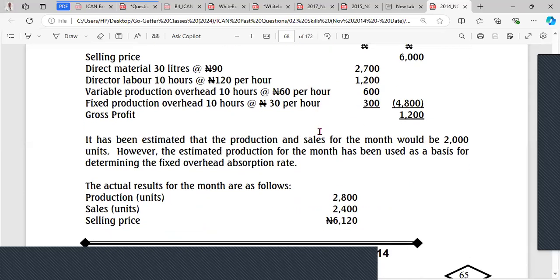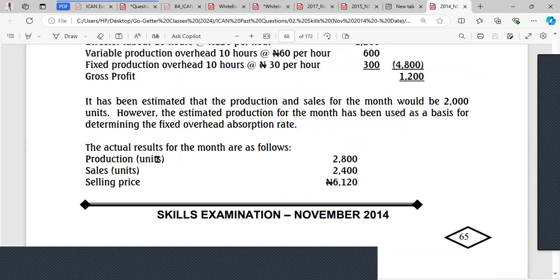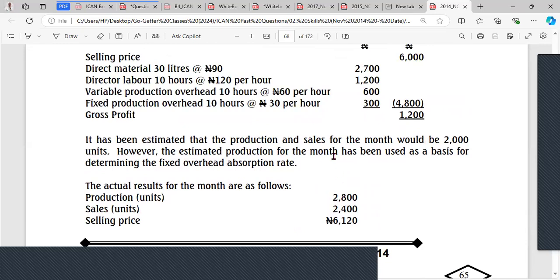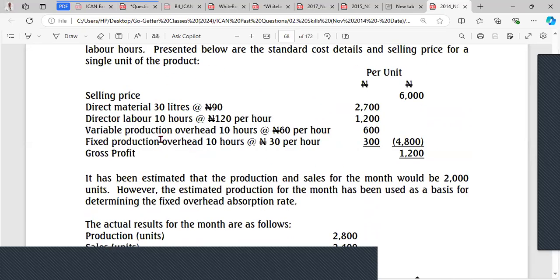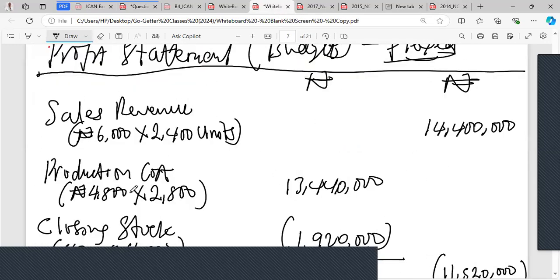For the flex budget, we would have done that had what was produced been the same as what was sold. But because what was produced was not the same as what was sold, we had to do sales, which is 2,400, and we just come for production. We take this 4,800 instead of doing them one by one, because normally we will say 2,700 multiplied by 2,800, 1,200 multiplied by 2,800, 600 multiplied by 2,800, 300 multiplied by 2,800. So the common thing here is 2,800. We would have just multiplied this straight with 4,800, and that is what we did here to get our cost for producing 2,800.